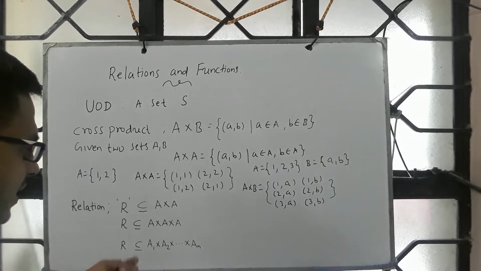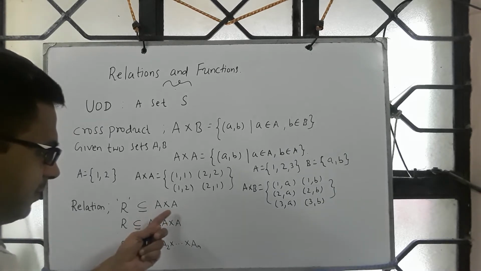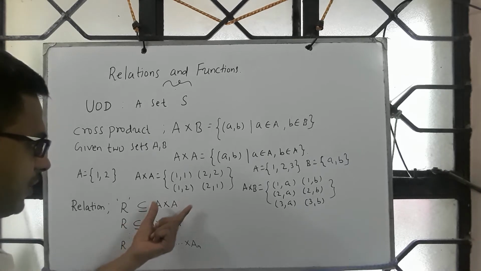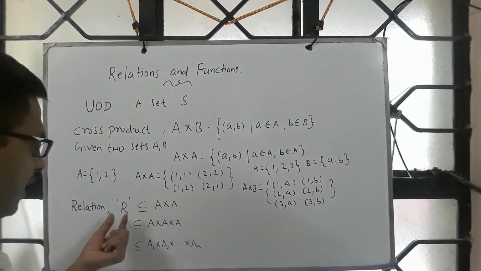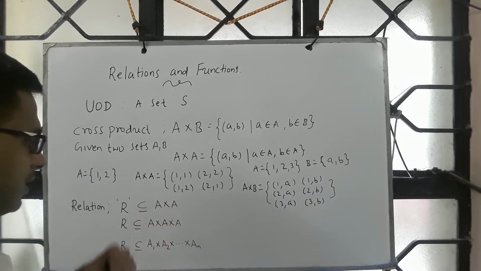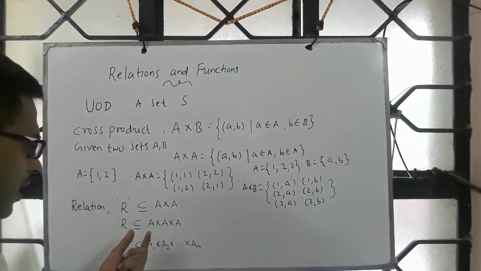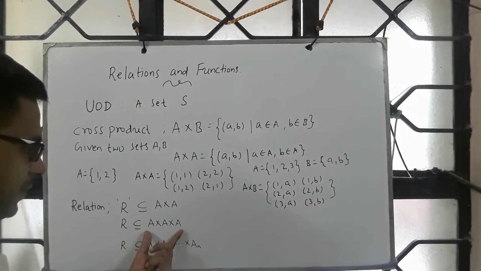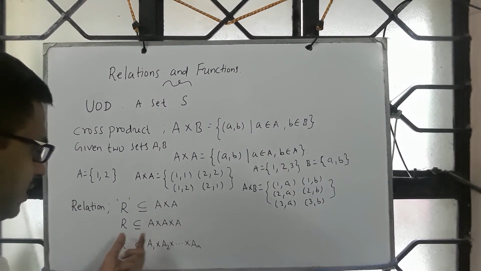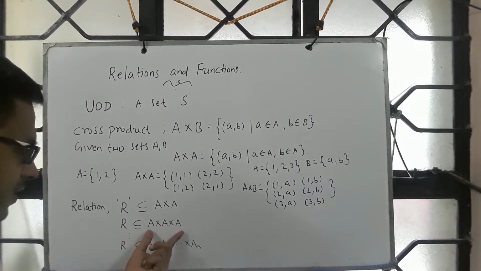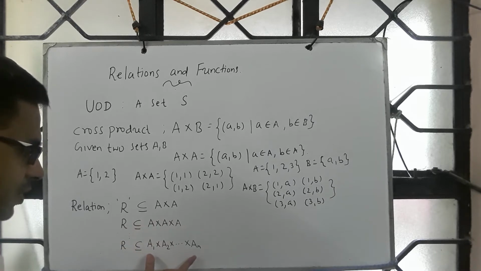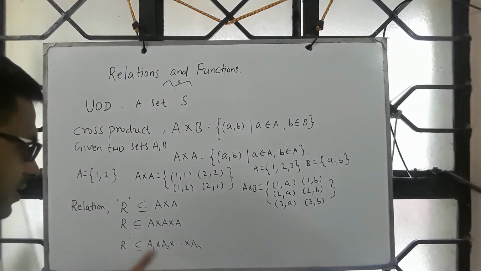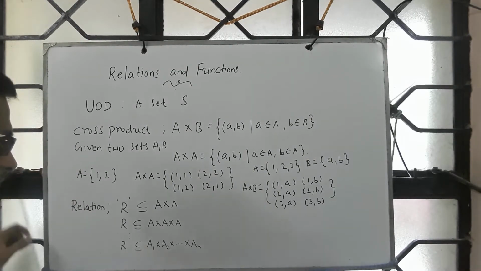You are given two sets, both could be same or it could be different, and we define something called cross product. A relation is a subset of a cross product. This can be generalized. You can even talk about a cross product of three sets, and relation is a subset of this. You can talk about cross product of n sets, and relation is a subset of this.